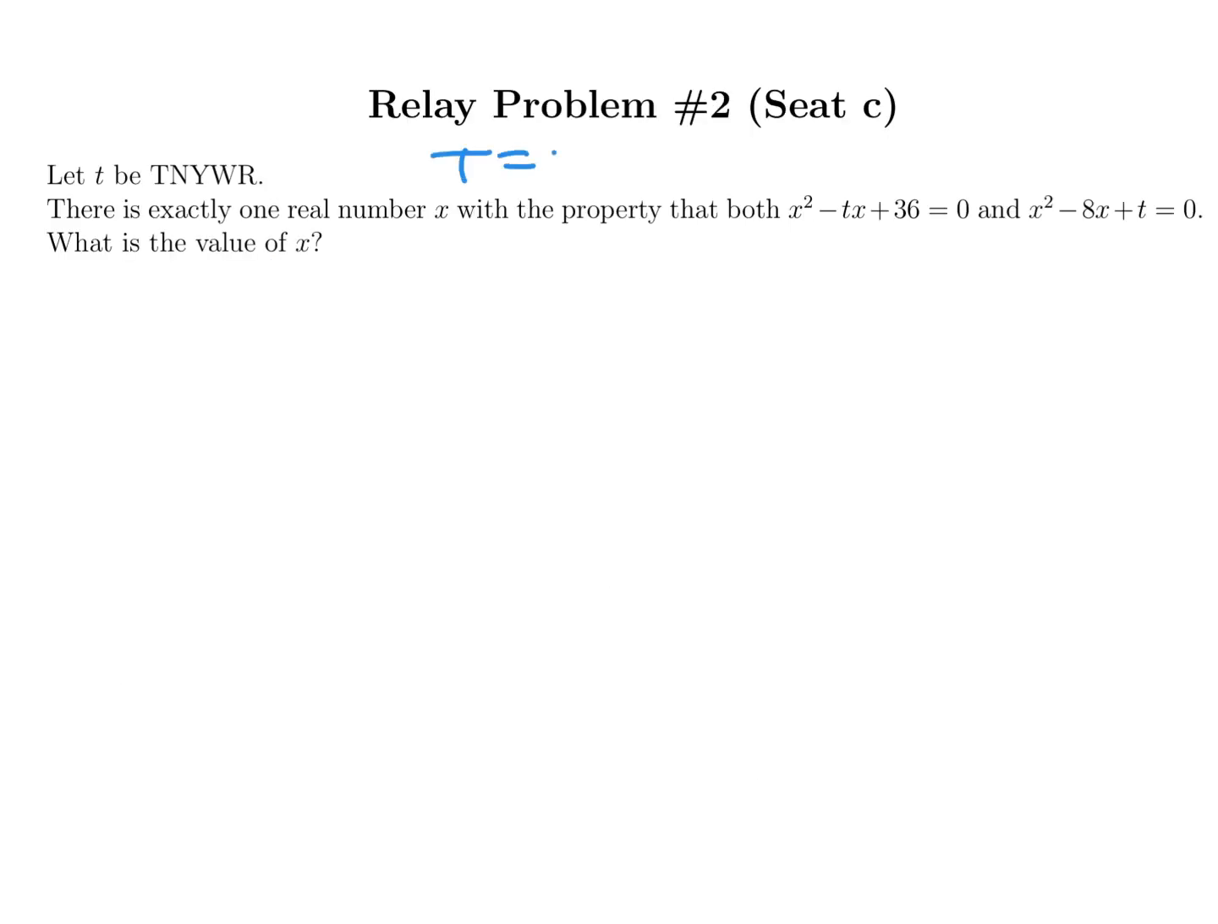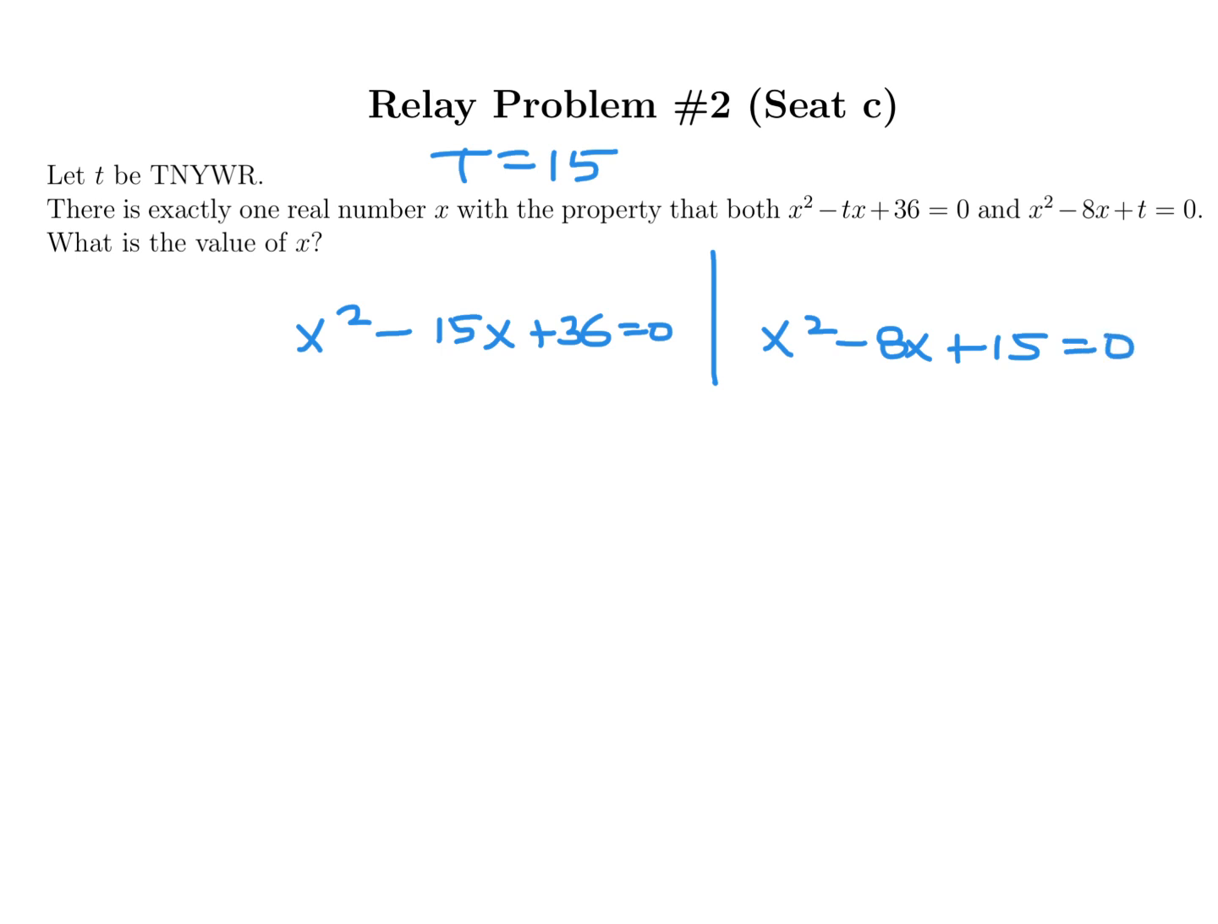So t is 15. There's exactly one real number x with the property that both x squared minus tx plus 36 is 0 and x squared minus 8x plus t is 0. What is the value of x? X squared minus 15x plus 36 is 0 because t is 15, and x squared minus 8x plus 15 is 0. So I guess set these equal to each other. I can't think of any other way of doing this.